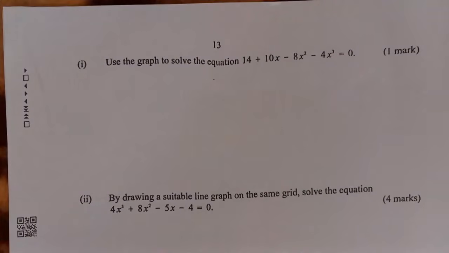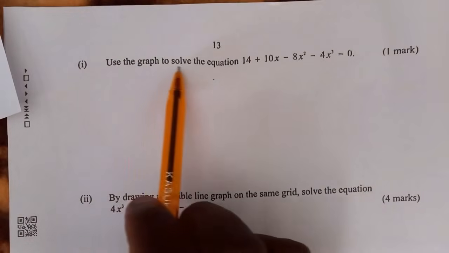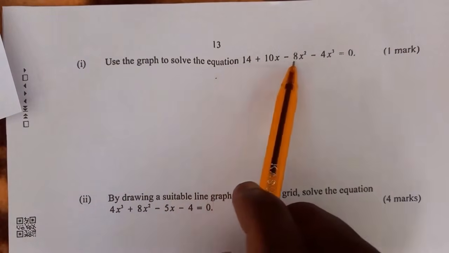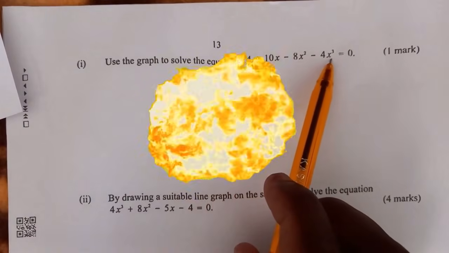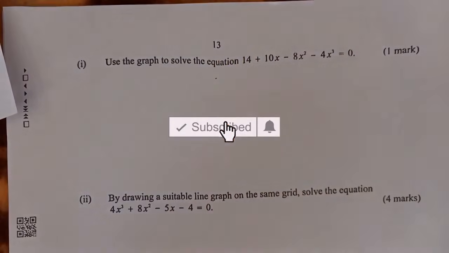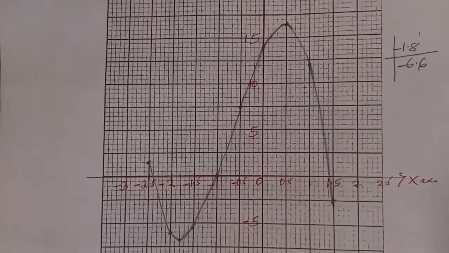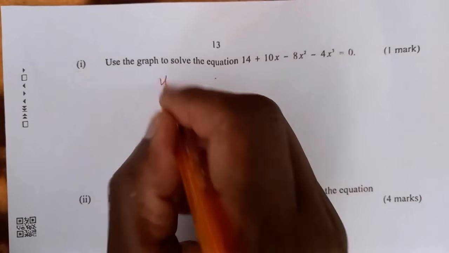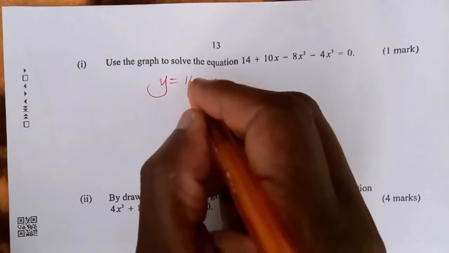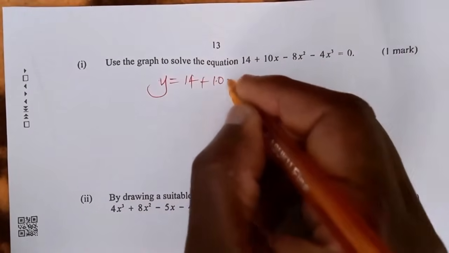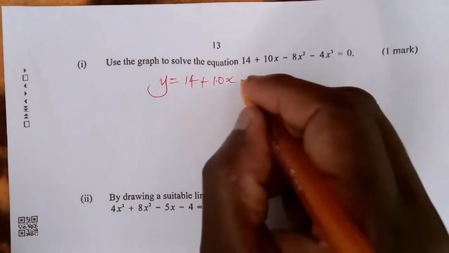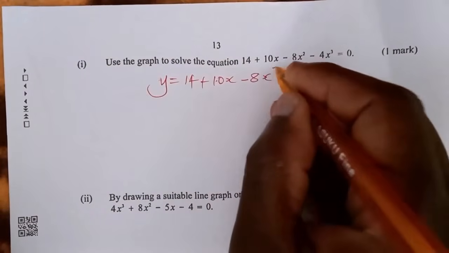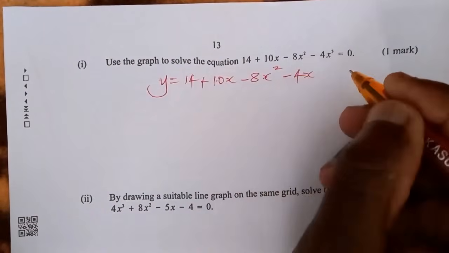So we've drawn the curve. Now this other question here. Use the graph to solve the equation 14 plus 10x minus 8x squared minus 4x cubed equals 0. So how do we solve that using the graph? Here is the graph that we've drawn. So this is what you do. Now take the function of the curve that you are drawing. The curve was y equals 14 plus 10x minus 8x squared minus 4x cubed.